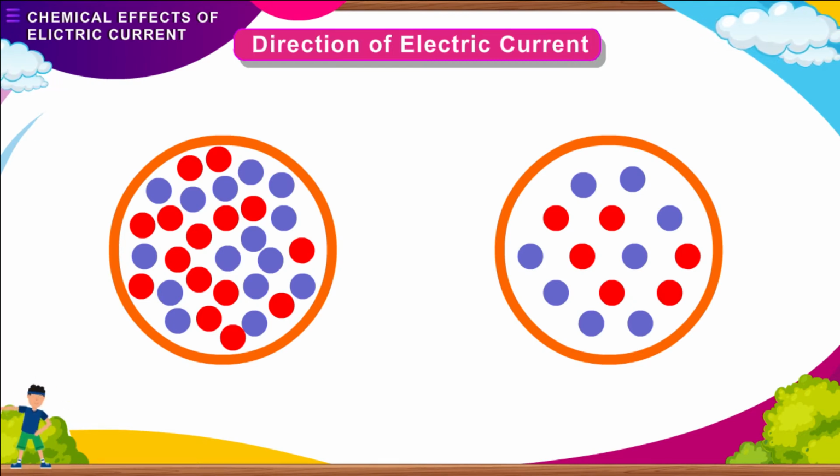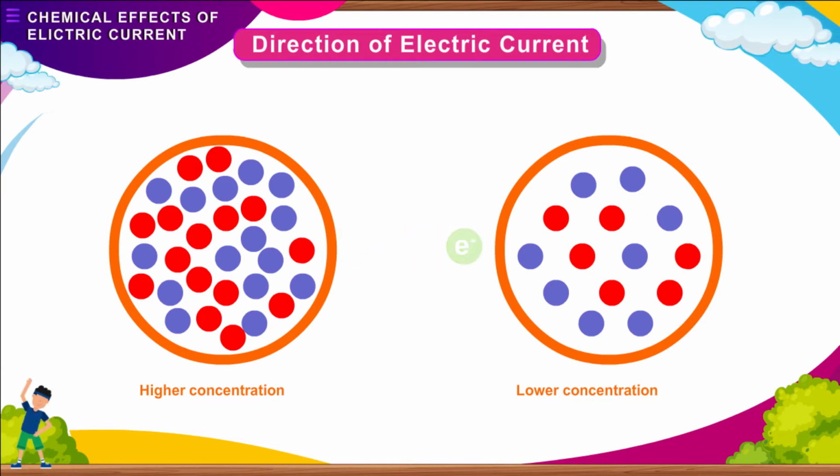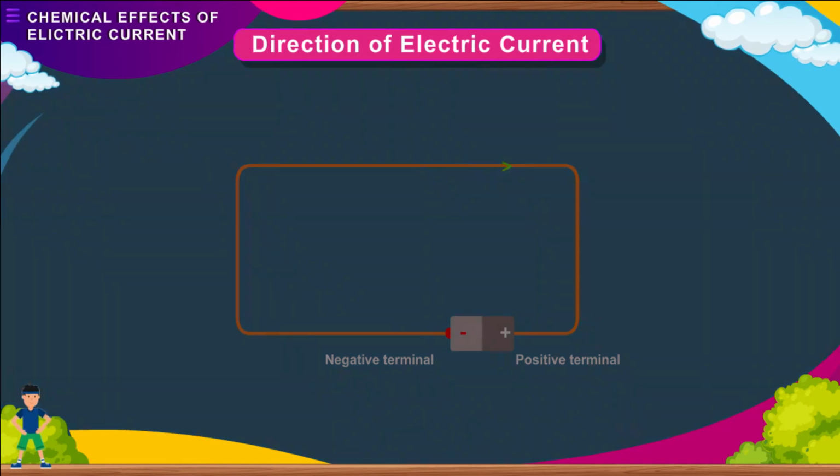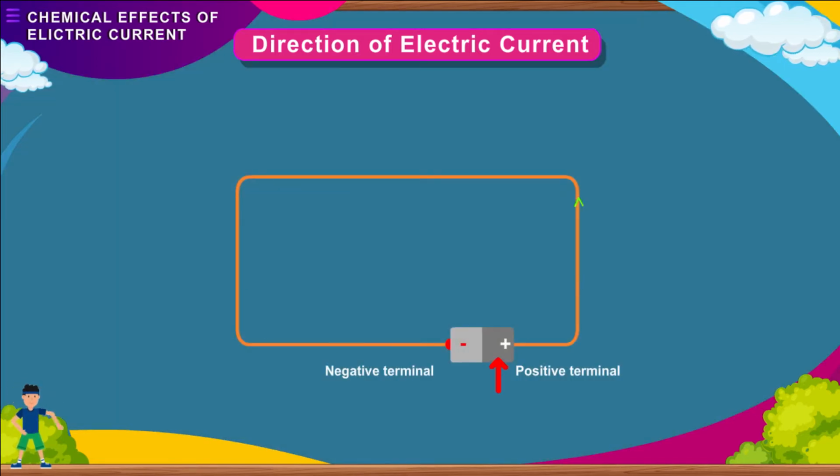Direction of electric current. Electrons flow from a region of their higher concentration to a region of their lower concentration. This means that electricity flows from the negative terminal to the positive terminal. The electric current is measured in the direction of the flow of electrons. However, earlier it was believed that electricity flowed from the positive terminal to the negative one. It was felt that the positive terminal is at a higher potential, so current flows from it to the negative terminal, which is at a lower potential.